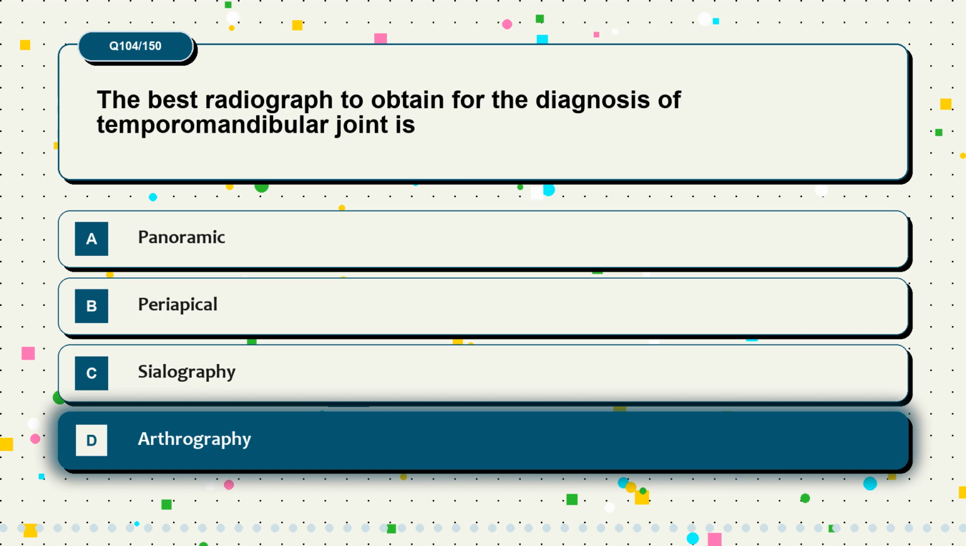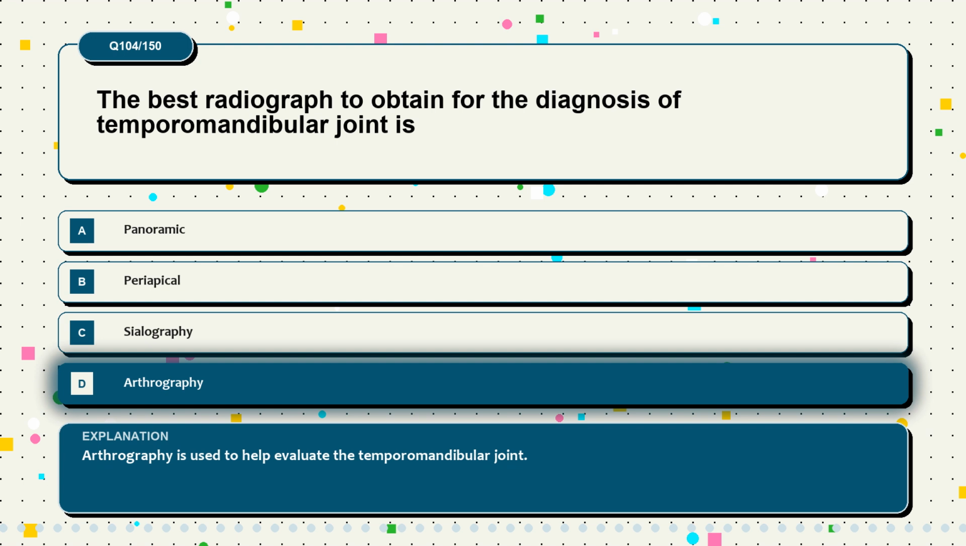The correct answer is option D, arthrography. Arthrography is used to help evaluate the temporomandibular joint.